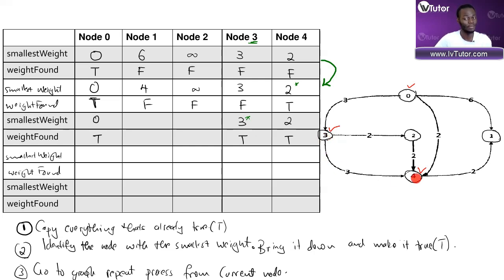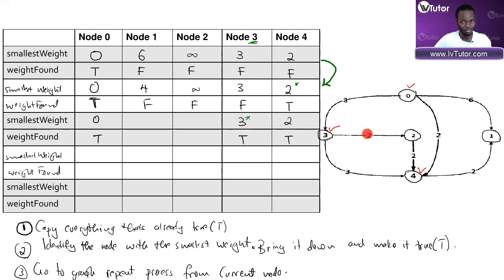From 3, I can go to 4, but I'm done with 4 already. See, it's got a tick. I don't bother this one because we have already found the shortest distance from 3 to 4. So it's covered. So from 3, I can only go to 2. That's the one that's left. And I can go to 2 with a weight of 2 plus the current weight of 3, which is 3. So it's 2 plus 3.